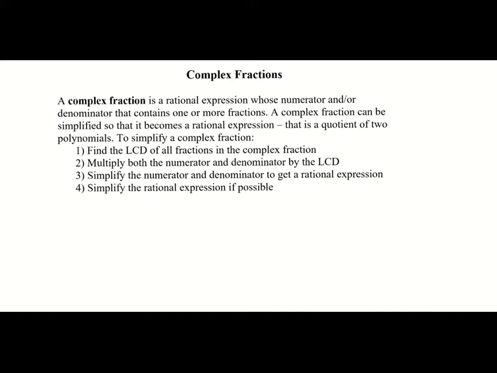So to simplify a complex fraction, we're going to find the least common denominator of all the fractions in the complex fraction. We're going to multiply both the numerator and the denominator by the LCD. We will simplify the numerator and the denominator to get the rational expression, and then simplify the rational expression where we can. So really, once we find the least common denominator and use it to get rid of our denominators in our fractions, it's just like simplifying a rational expression, which we did in the last section.